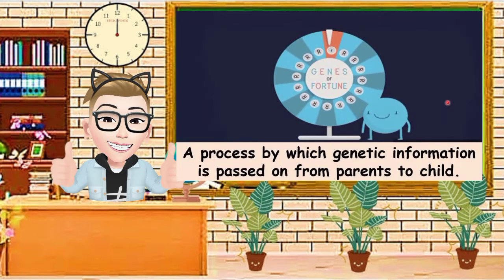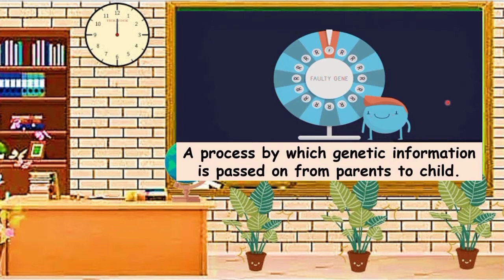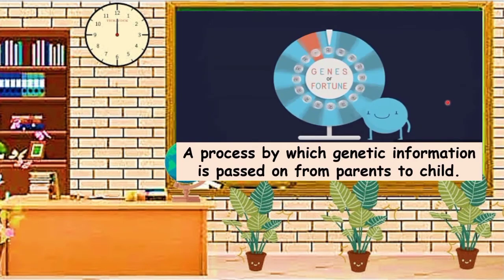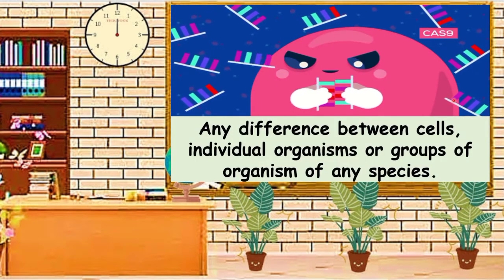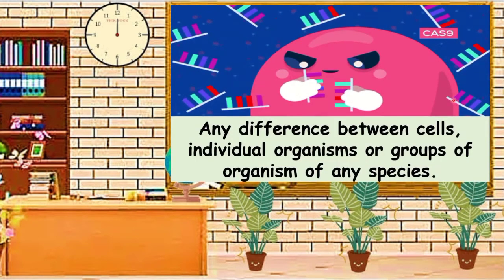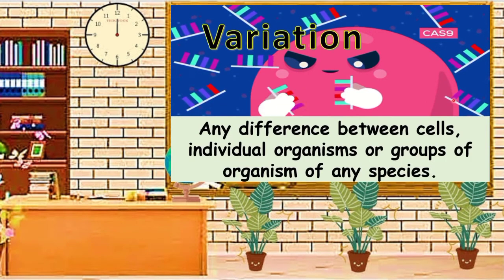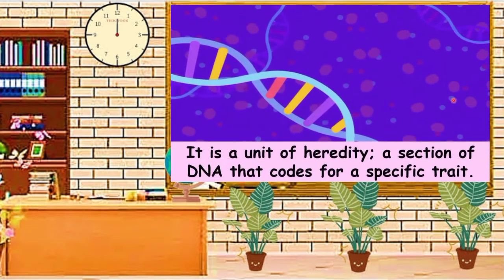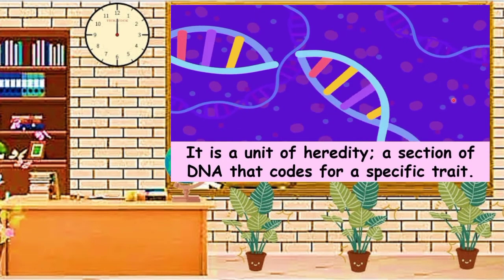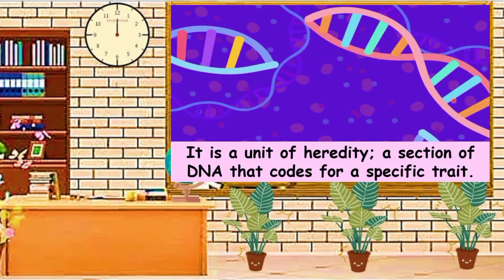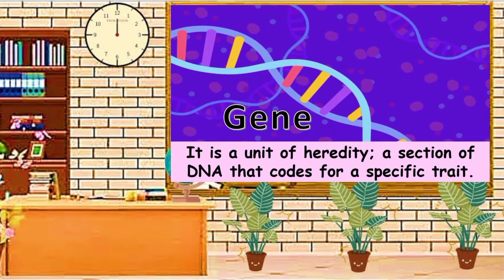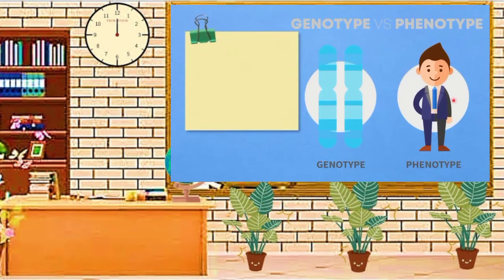Correct, it's genetics. Another is a process by which genetic information is passed on from parents to the child. Inheritance. Any difference between cells, individual organisms, or group of organisms of any species is called variation. It is a unit of heredity, a section of DNA that codes for a specific trait. This is called gene.